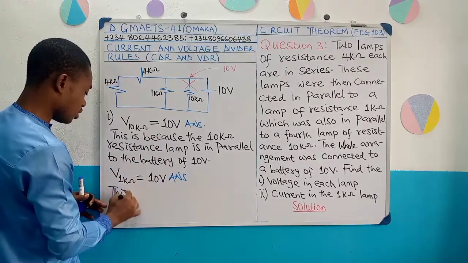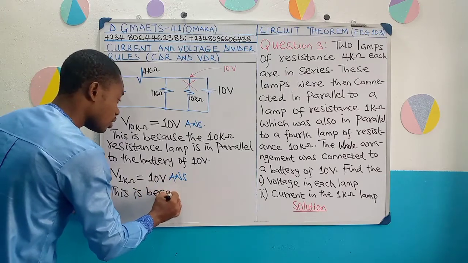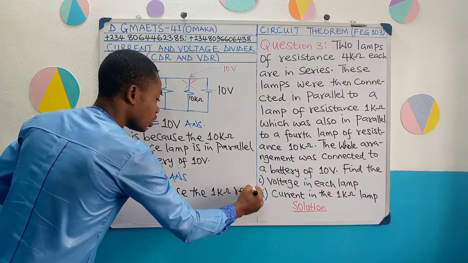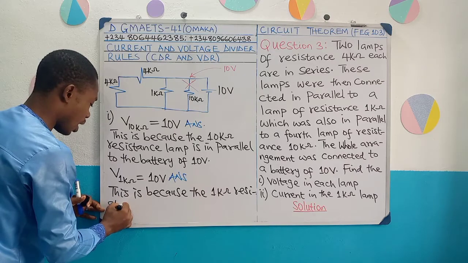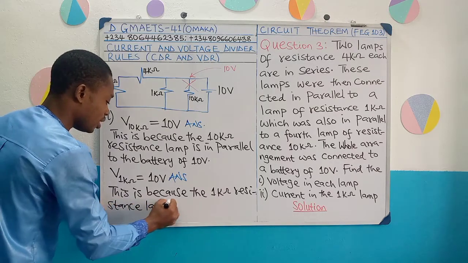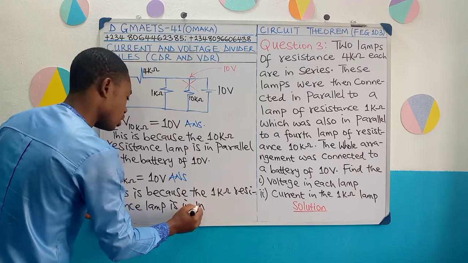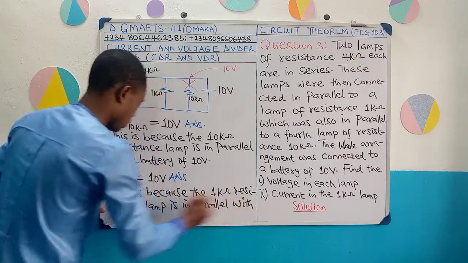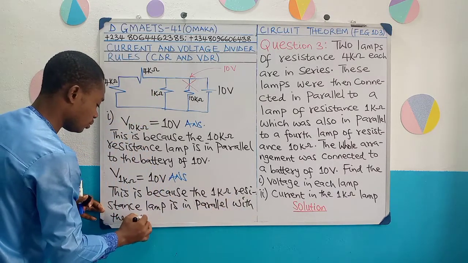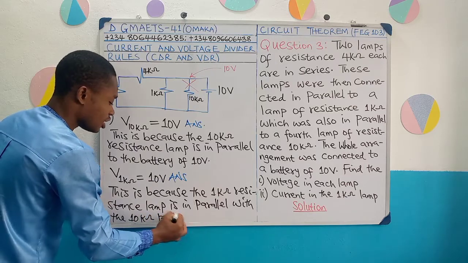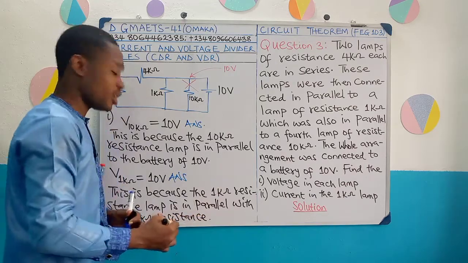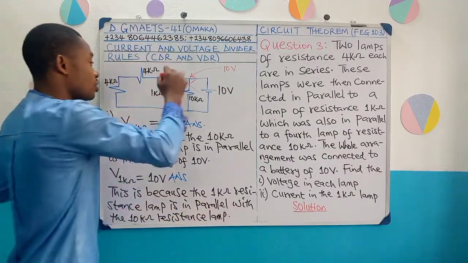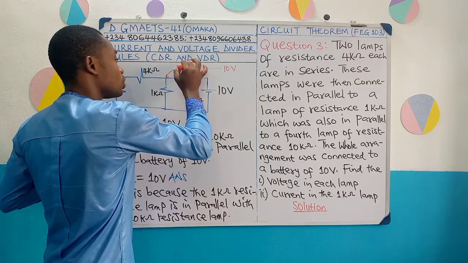So this is because the 1 kilo ohm resistance lamp is in parallel with the 10 kilo ohm resistance lamp. So because they are in parallel, it simply means they're going to have the same voltage. Good. I would also do something here. We say this is 10 volts as well.